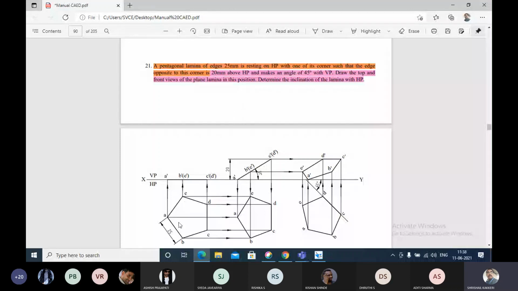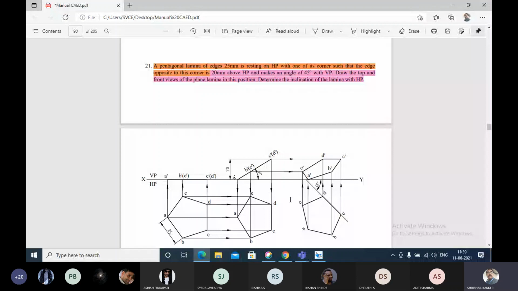Corners, with one of its corners on the ground, and the opposite edge, the edge opposite to the corner on which it rests, is 20 mm above the horizontal plane. The opposite edge is making an angle of 45 degrees with respect to the vertical plane. Draw its projections.